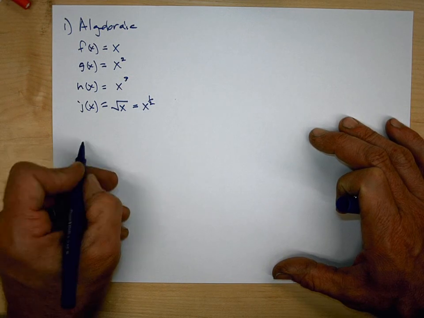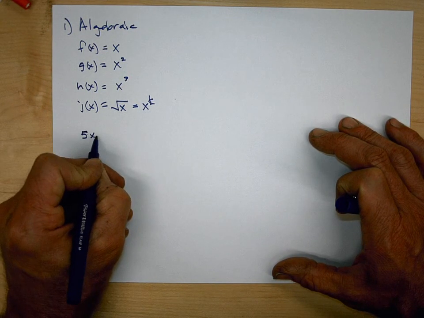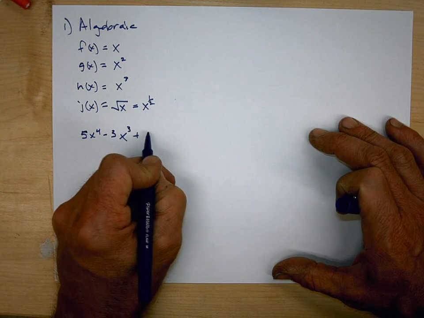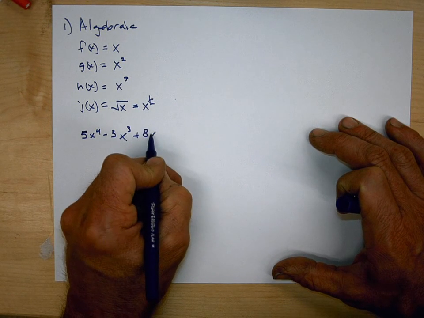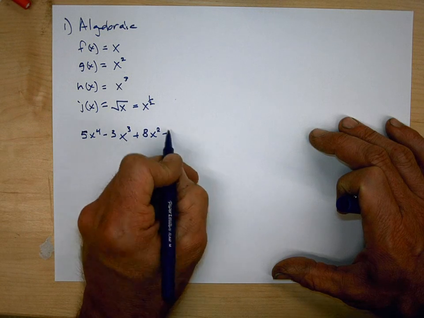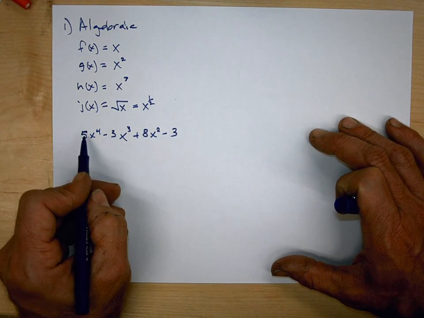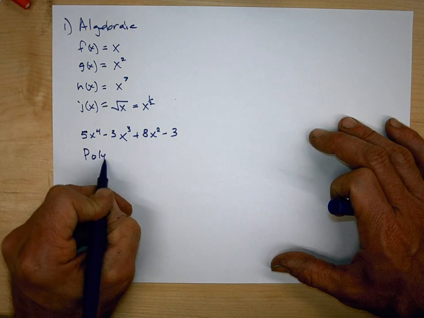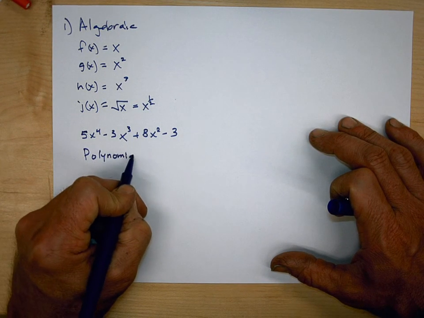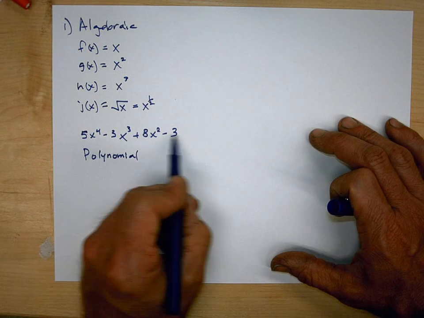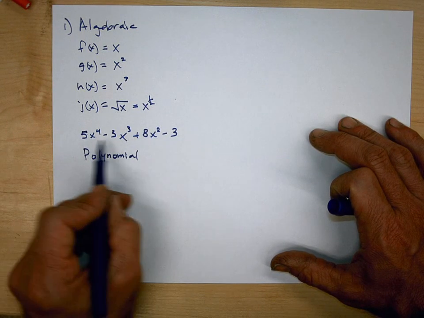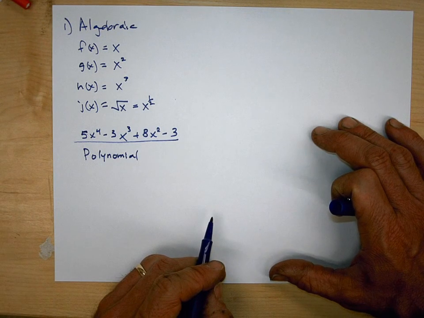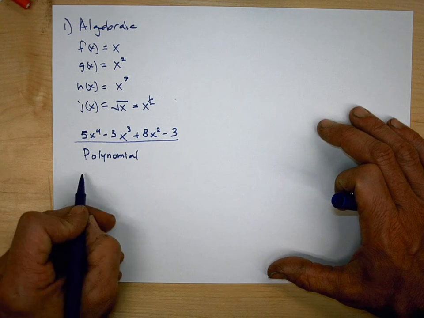So 5x to the 4th minus 3x cubed plus 8x squared minus 3, for example. Any combination of these is called a polynomial, where we basically just take powers of x and coefficients and combine them, and that gives us a polynomial. These are all algebraic functions. Also, rational functions are algebraic.